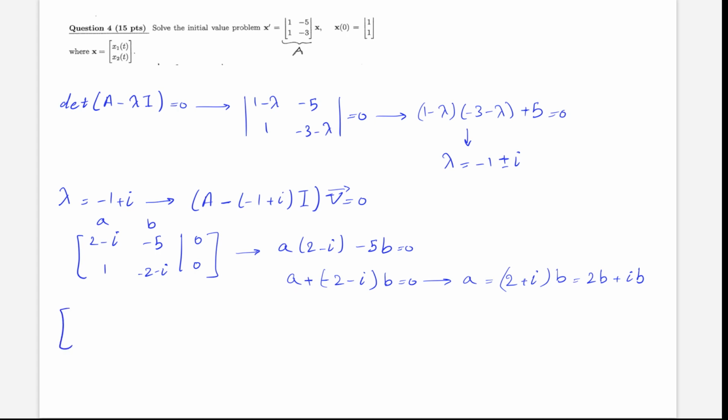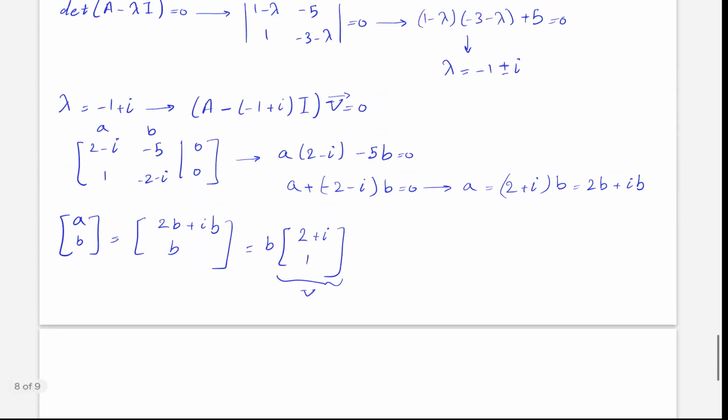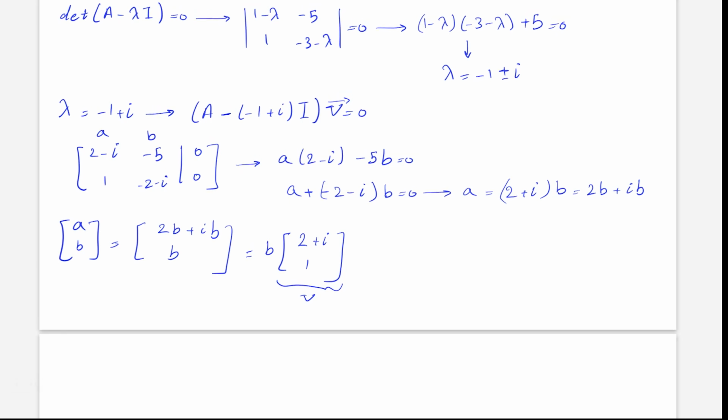So if we want to write our vector, A will be 2B plus iB, and B is itself. If you factor out B, which is a constant, then it will be (2 plus i, 1). So this will be our eigenvector. And as I said, one eigenvalue is enough. It will yield two independent solutions.